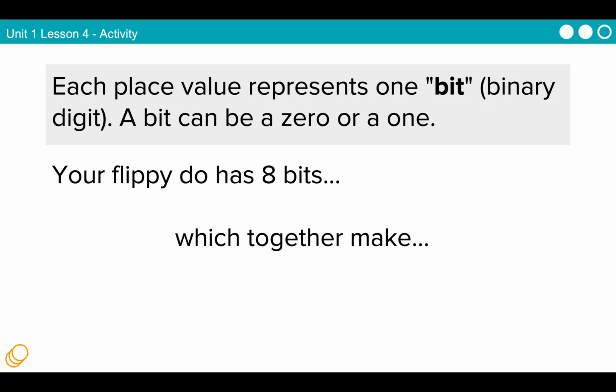So your Flippy-Do has 8 bits, which together make 1 byte. So 8 bits, very important, 8 bits is 1 byte. And a side note, a little interesting tidbit: 4 bits, so think of half a byte. What do you think that might be called? Half a byte, 4 bits, is called a nibble. You will never use a nibble though, it's more of a fun term.